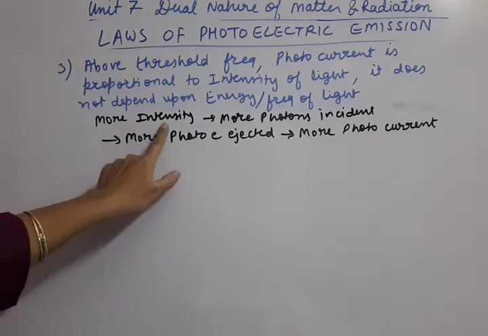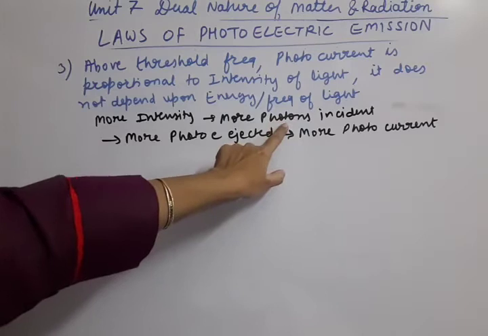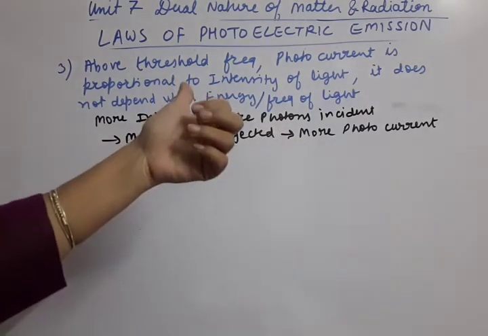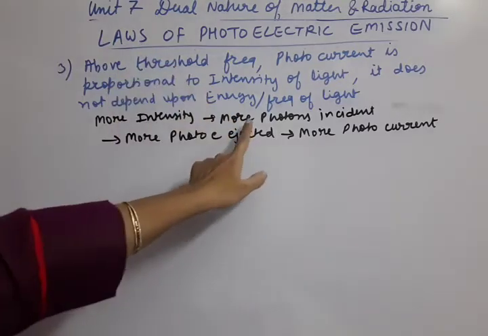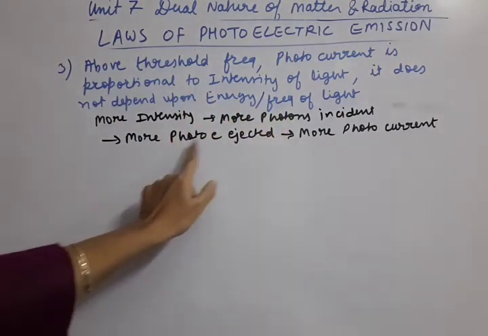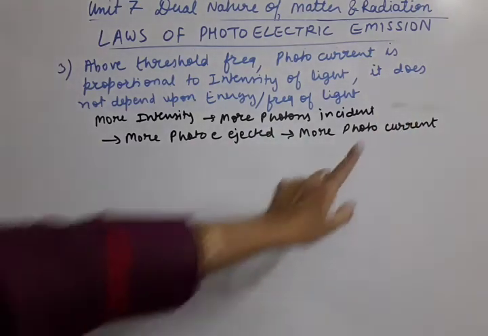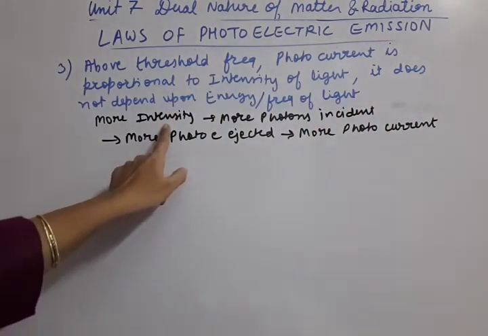More intensity of incident light means more photons incident. Each photon can take one electron out if the photoelectric condition is valid. So more photons incident means more photoelectrons will come out. That means they will make more photocurrent. So this way the photocurrent depends upon the intensity.